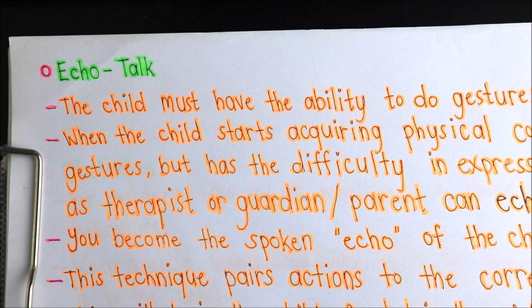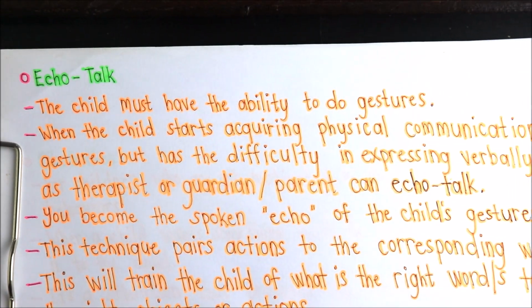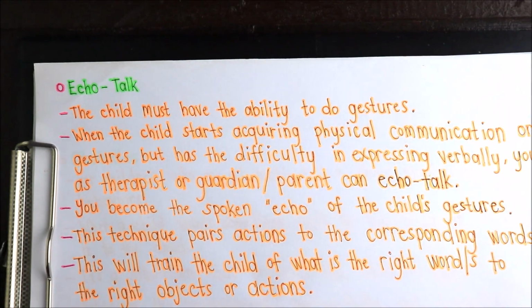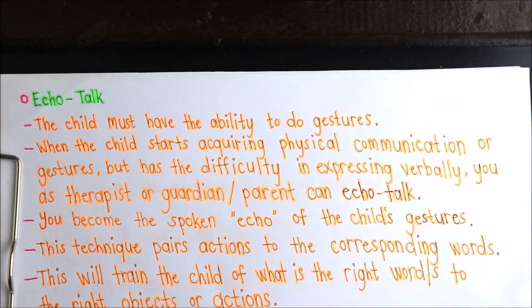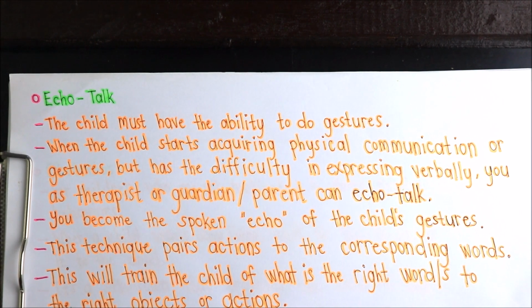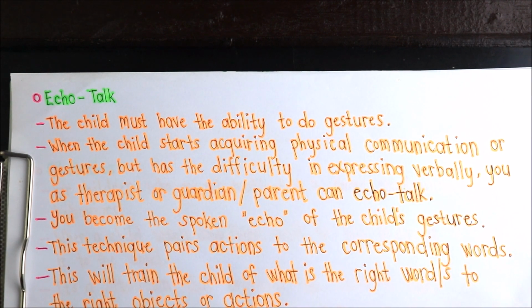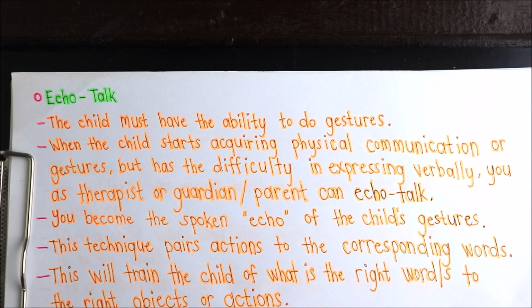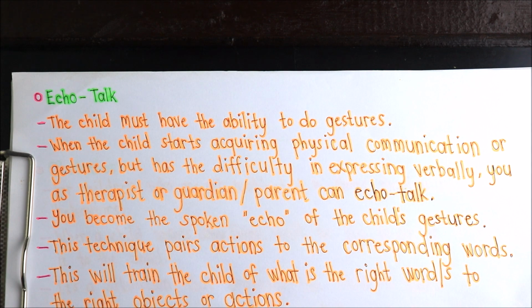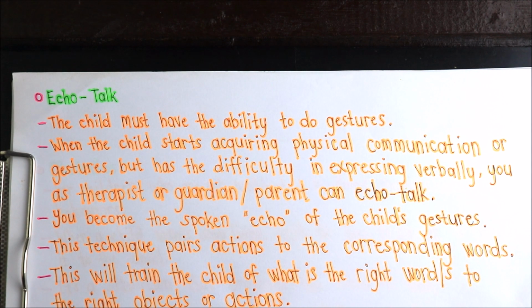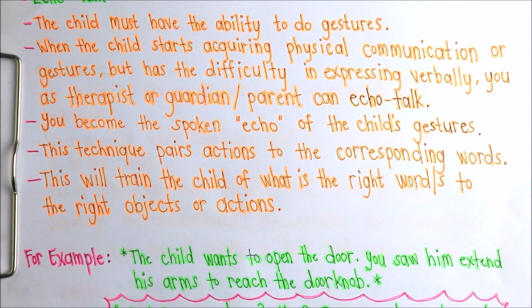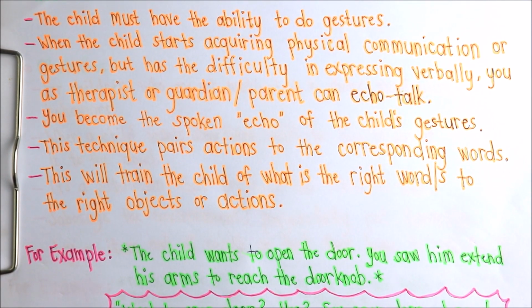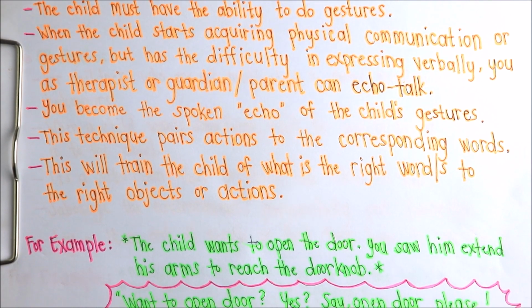Next is echo talk. The child must have the ability to do gestures. When the child starts acquiring physical communication or gestures, but has difficulty in expressing verbally, you as therapist or guardian or parent can echo talk. You become the spoken echo of the child's gestures. This technique pairs actions to the corresponding words. This will train the child on the right word or words for the right objects or actions.